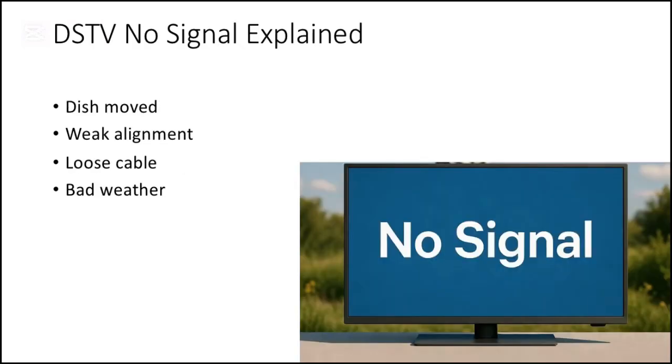Now let's talk about the most common DSTV problem: no signal. When your DSTV shows no signal, it means the decoder is not receiving enough signal from the satellite. It does not mean the decoder is faulty. It does not mean your subscription is expired. It simply means the signal strength or quality has dropped below the minimum level required for DSTV to work properly. Signal quality should usually be above 60%. When it drops below that, the decoder cannot lock onto the satellite. This causes the no signal message.